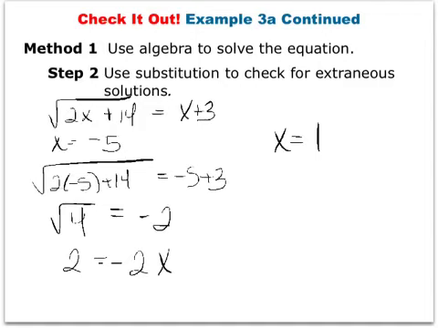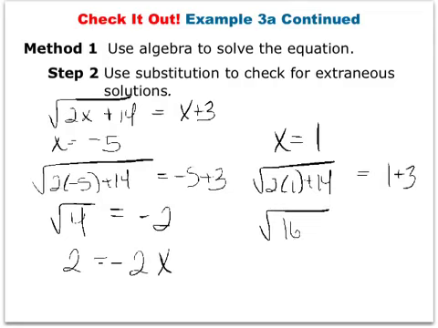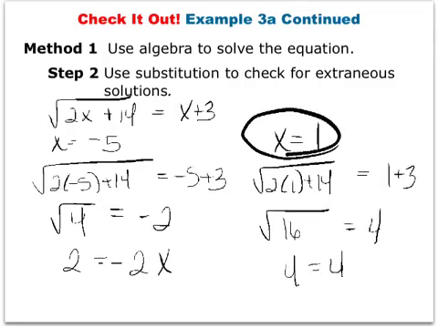Let's try the other one. Square root of 2 times 1 plus 14 equals 1 plus 3. So 14, 15, 16, 17. Square root of 16 equals 4. 4 equals 4. That works. That does not.